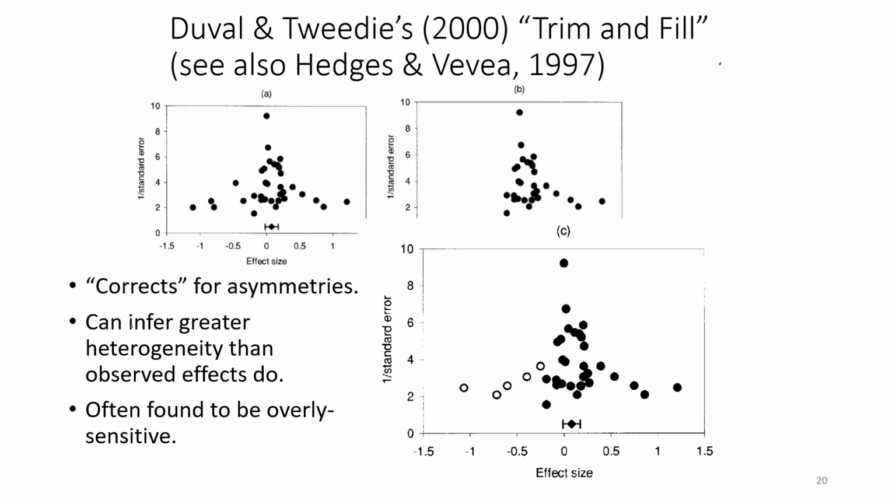So this is a problem really across publication bias tests. And with this one in particular, trim and fill has been found to be overly sensitive. It detects too much publication bias, if you will. But I suppose that means that this estimate you get in the end is going to be more conservative, so maybe we like that.